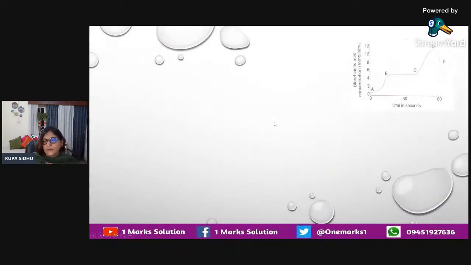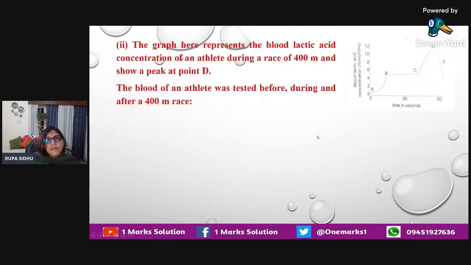Look at this graph. You have the time on the x-axis and the lactic acid concentration in the blood on the y-axis. So as the time passes, please see what happens to the lactic acid concentration. And ultimately at D, it reaches its peak, the maximum lactic acid concentration. All right. Now, the graph here represents the blood lactic acid concentration of an athlete during a race of 400 meters and show a peak at point D. See, at this point, you see maximum lactic acid concentration.